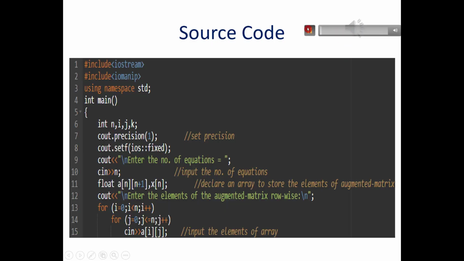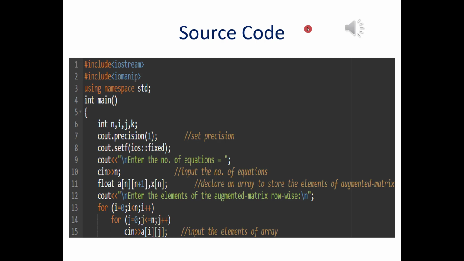Hi friends, now we are going to see how to create a C++ program for Gauss elimination. The first part of the program is a header. Next comes declaring the variables. The 7th line is used for setting the precision, that means setting the number of digits after the decimal point. Since here it's given cout precision 1, after the decimal point 1 digit will be visible.